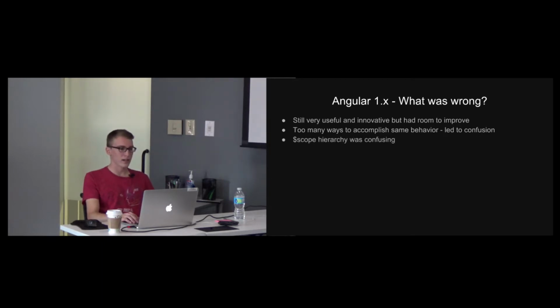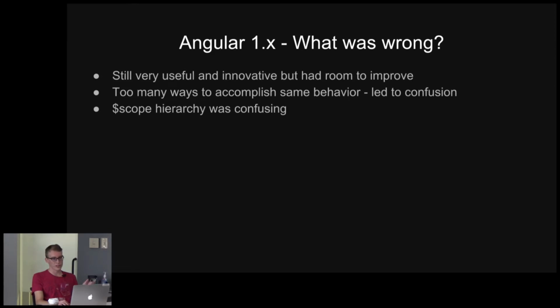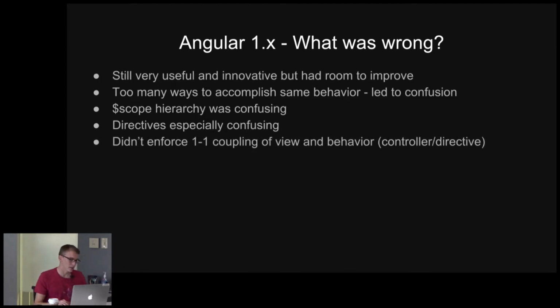We had this concept of scope, which was how we bound our view to our model. And these scopes were objects that would inherit from each other using prototypical inheritance, but they could get really confusing. Like if you had nested scopes, the hierarchy of how they inherited was just really confusing at times. Custom directives could be really confusing. And also Angular 1 didn't enforce a one-to-one coupling of view and behavior. And that's something that Angular 2 does, and it makes it a lot easier to reason about your app.